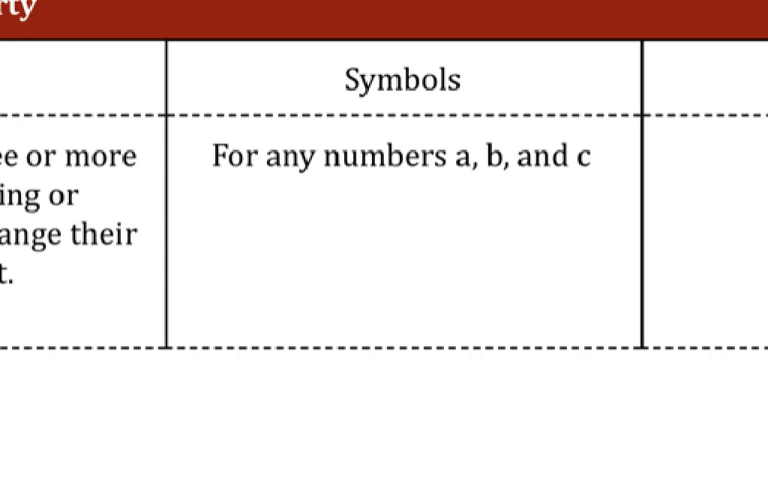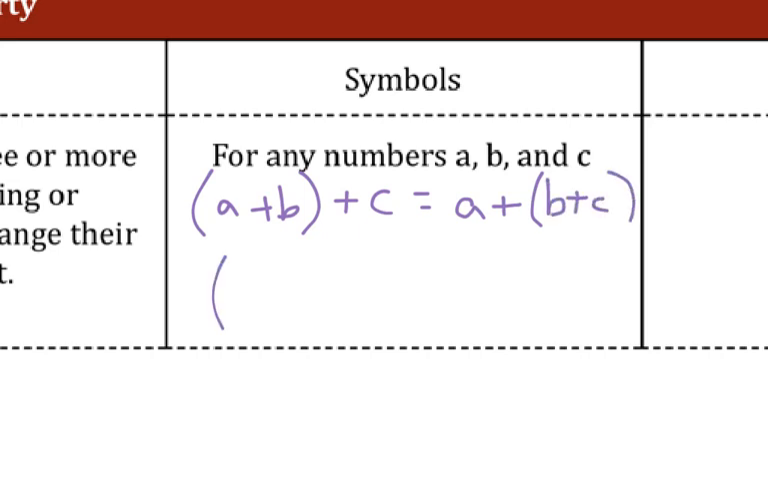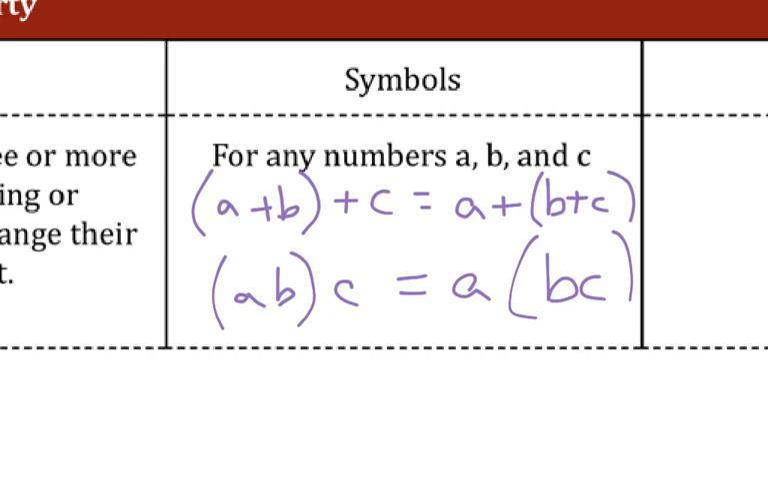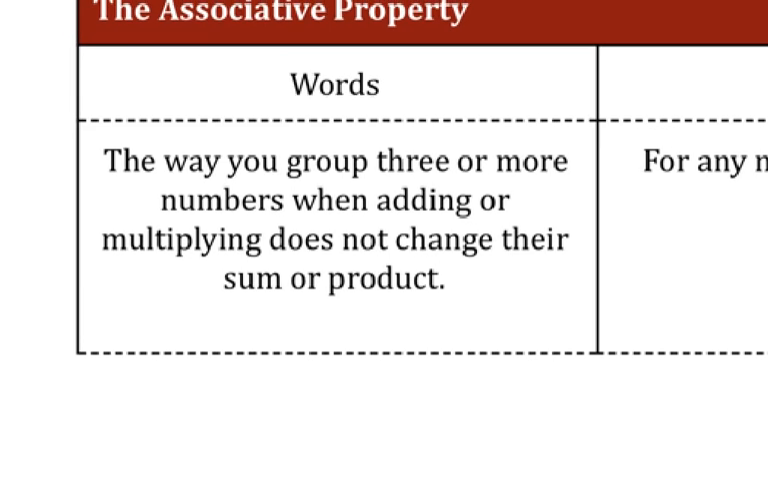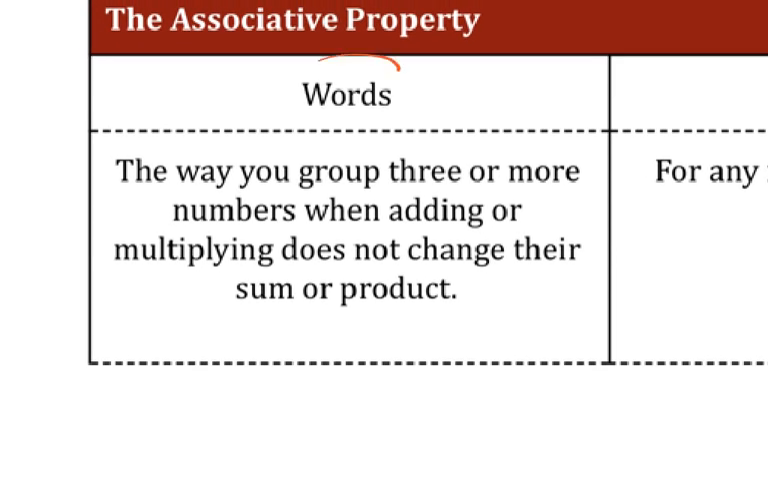Symbolically, we can represent this as (a plus b) plus c is no different from a plus (b plus c), and (a times b) times c is no different from a times (b c) in parentheses. Make sure you've paused this and rewound to get that written down. But the associative property in words is the way you group 3 or more numbers when adding or multiplying does not change their sum or product.